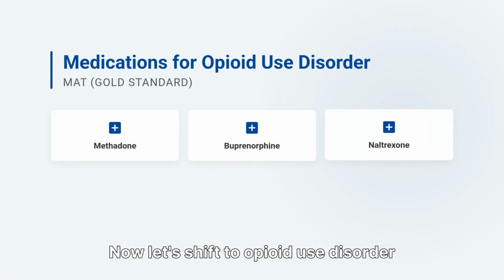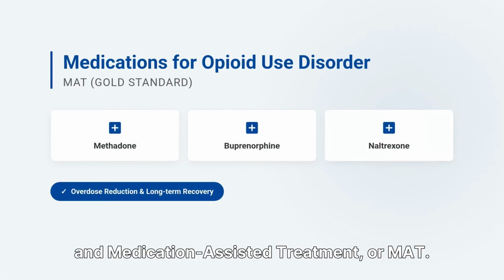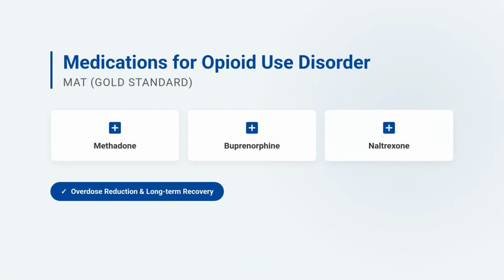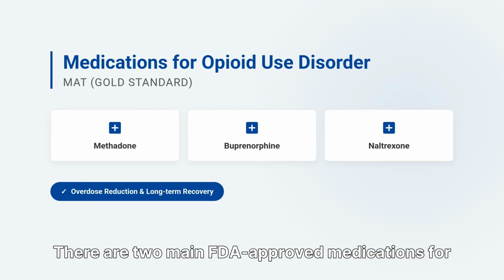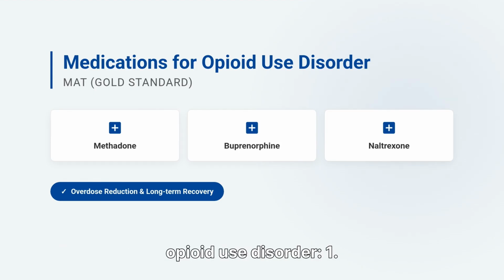Now let's shift to opioid use disorder and medication-assisted treatment, or MAT. MAT is the gold standard for treating opioid use disorder. It combines medication plus psychosocial support. There are 2 main FDA-approved medications for opioid use disorder.